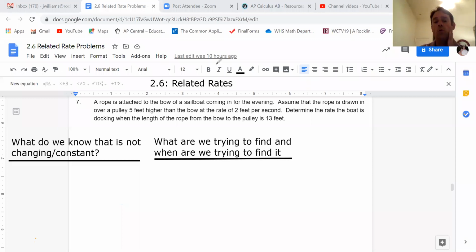Here we go. A rope is attached to the bow of a sailboat. Assume that the rope is drawn in over a pulley that is 5 feet higher than the bow. So I'm going to draw a real quick picture here. No making fun of the picture. All right, I got a boat. Woohoo. Call that the SS Wildcat right there. And now this is being drawn in to a pulley.